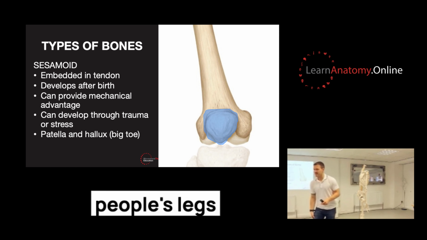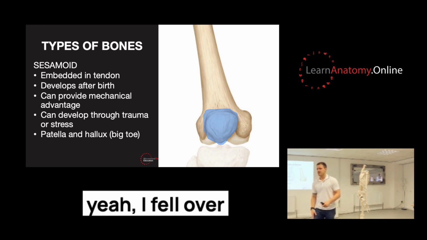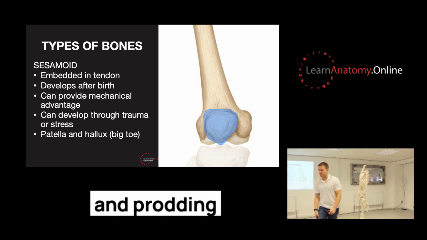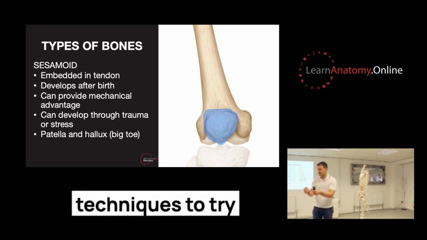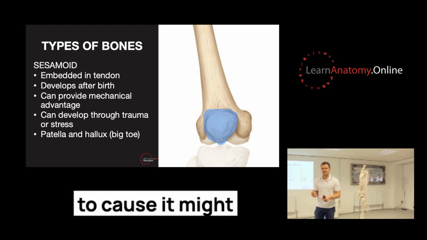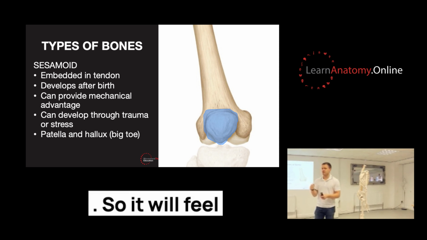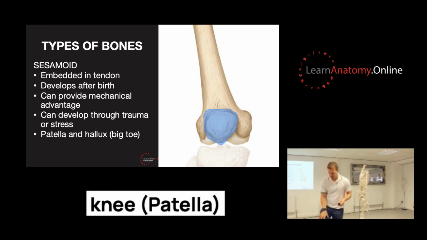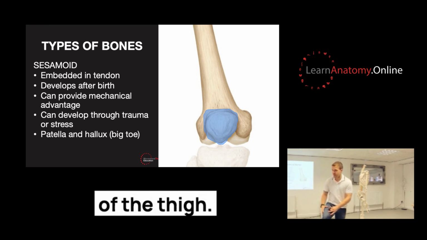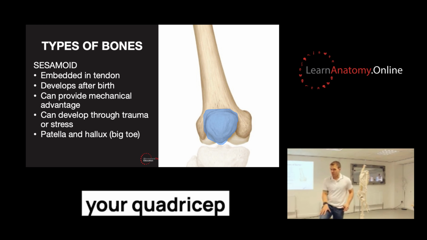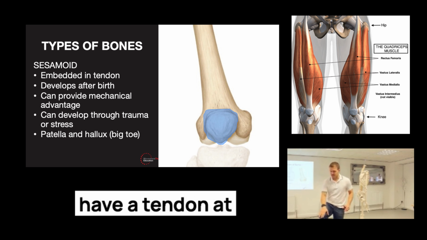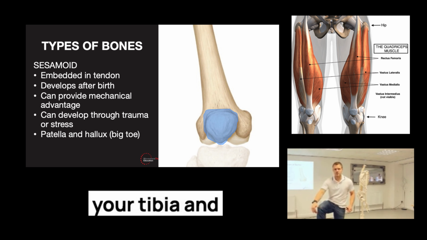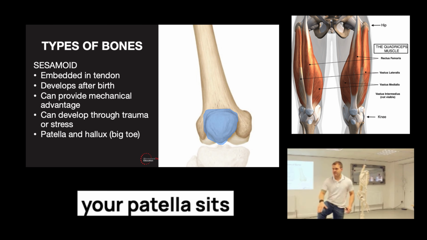Sometimes when you're feeling people's legs and they say, oh yeah, I fell over and now my leg really hurts, and you're poking and prodding it and you go, oh blimey, that feels a bit tight in there. If you use manual therapy techniques to try and get rid of it, you won't be able to, because it might be a bit of bone. So it'll feel different to what a normal trigger point would feel like. It's a lot harder. The one in the knee is part of the tendons in the front of the thigh, the anterior part of the thigh. These are called your quadricep muscles, and you have a tendon at the end of those that goes down into your tibia, and your patella sits in that tendon.